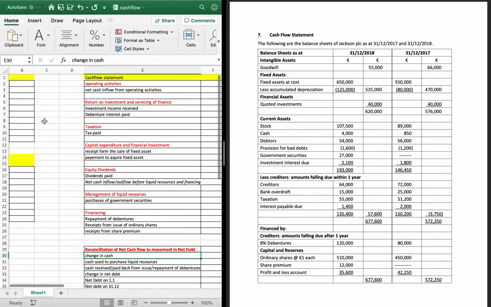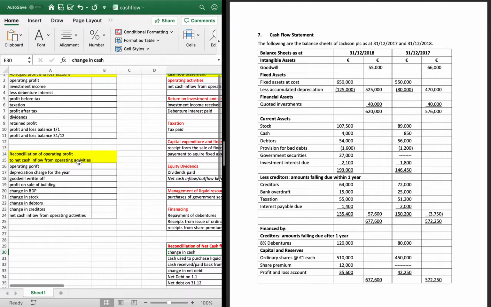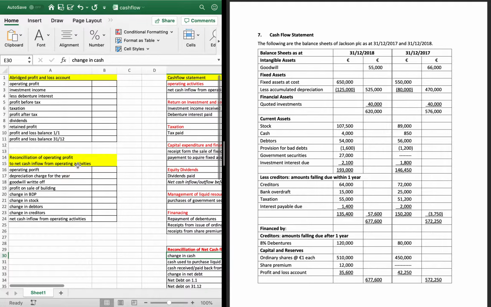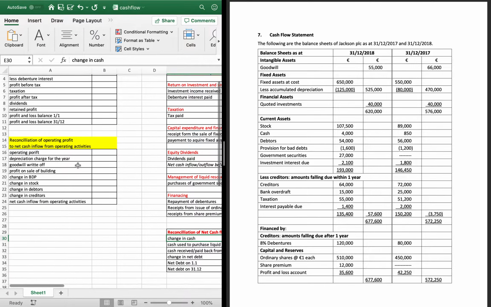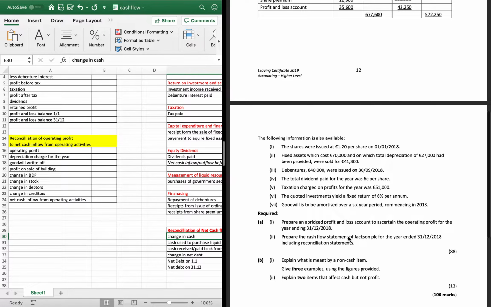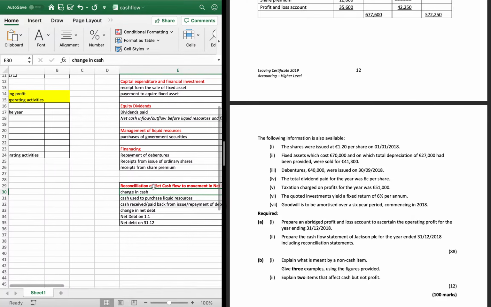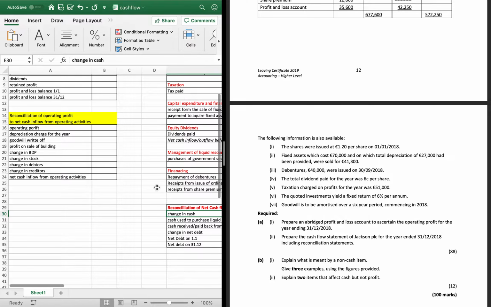There are three other documents that we have to do as part of the Leaving Cert question. Two of them are part of the cash flow statement, and one is just a working. You'll see them in the question. They're called the cash flow statement, including the reconciliation statements. The first reconciliation statement is of operating profit to net cash inflow from operating activities, and the last one is of net cash to movement in debt. We'll talk about all of those as we go.